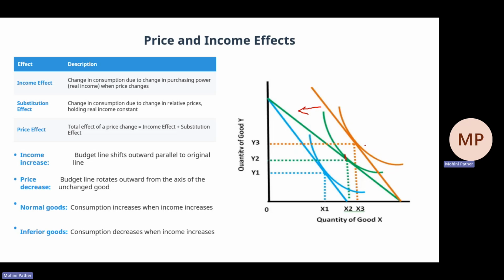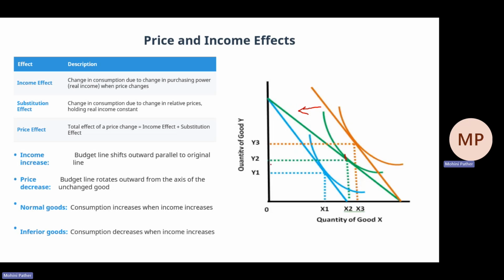So instead of buying Y3 of good Y, you would instead go to X3. Sorry, you would instead, when you move down to your second level of indifference curve, consume a little more of good X and far less of good Y. Why? Because it is simply more expensive.